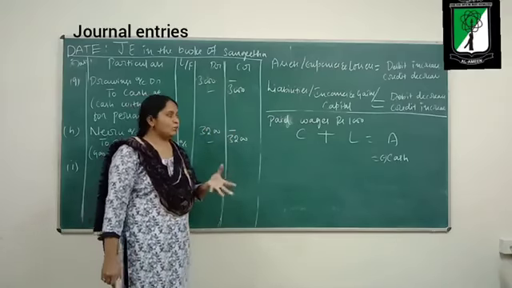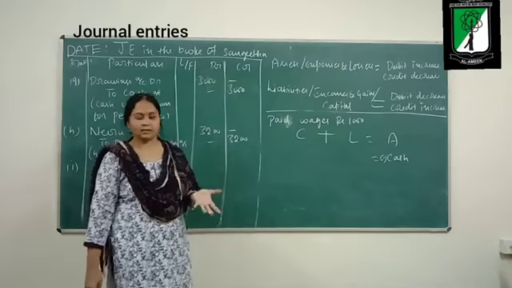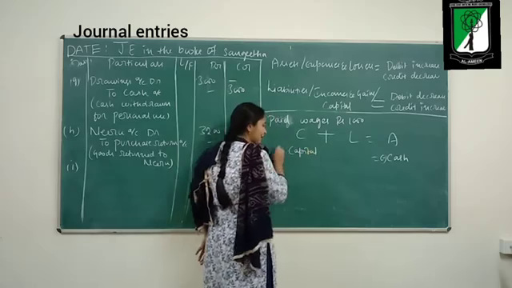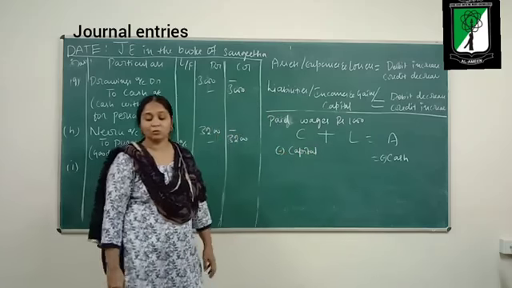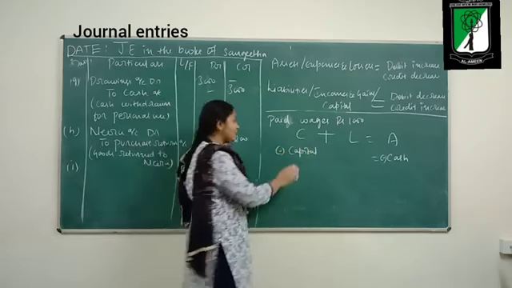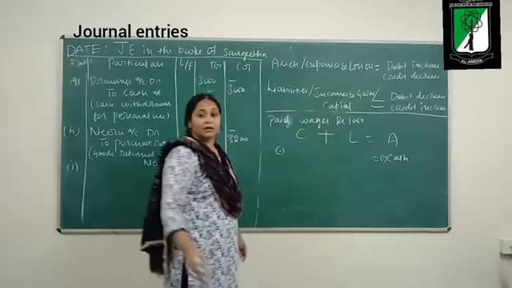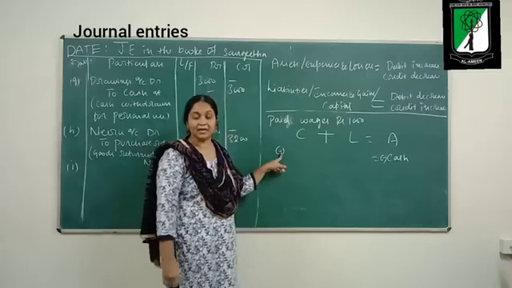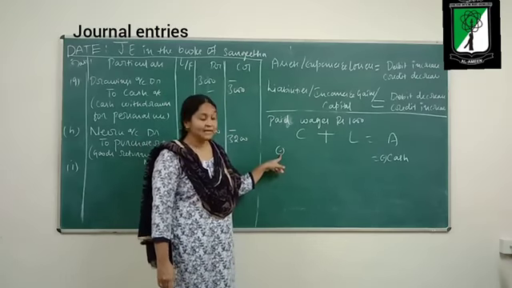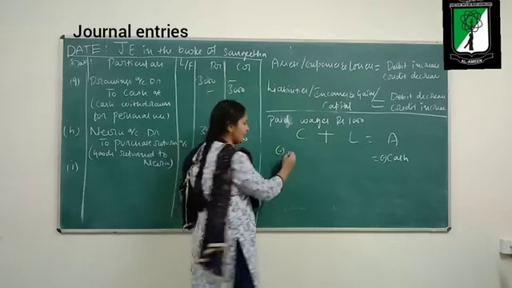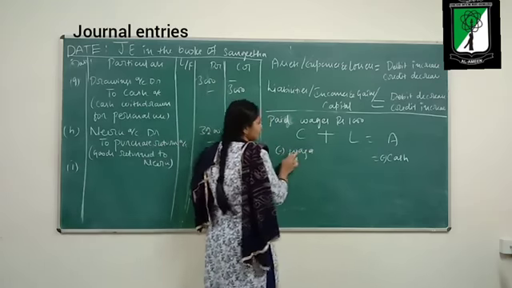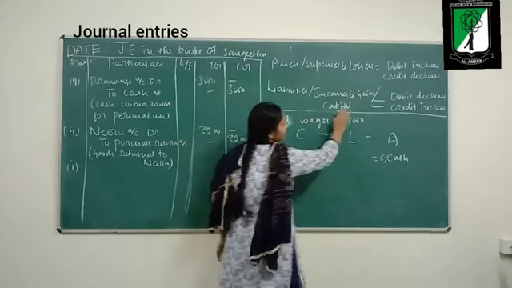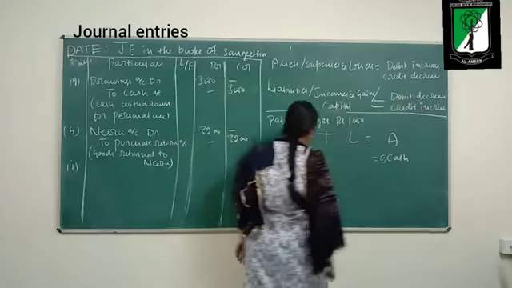So when you pay wages, what happens? Your cash balance declines. And what happens to your capital? Your capital will also decline. But I cannot write capital here. I should write the reason for the decline in capital. What is the reason? Wages. This is why my capital is declining. Decrease in capital should be debited.